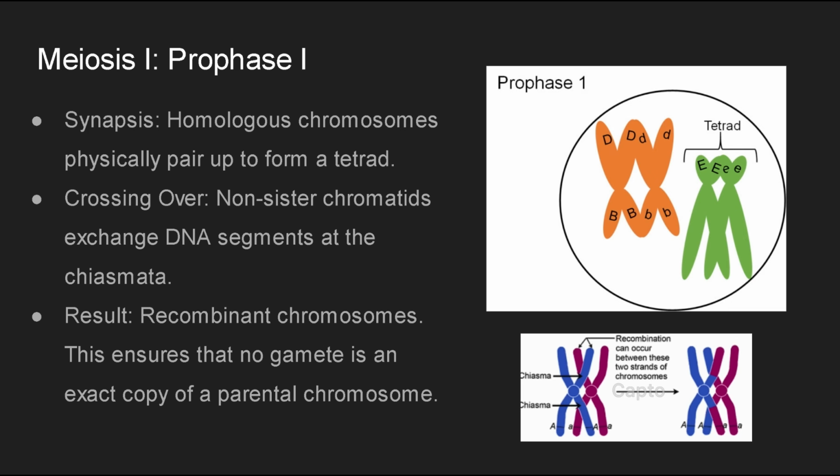Meiosis 1 is where the heavy lifting of genetic variation happens. Specifically, in prophase 1, homologous chromosomes find each other and pair up in a process called synapsis to form a tetrad, which is shown right here. While they are physically connected, non-sister chromatids exchange DNA segments at points called chiasmata. This is crossing over. It creates recombinant chromosomes, which are totally new combinations of DNA that never existed in either parent, and this ensures that every gamete produced is a unique genetic original.